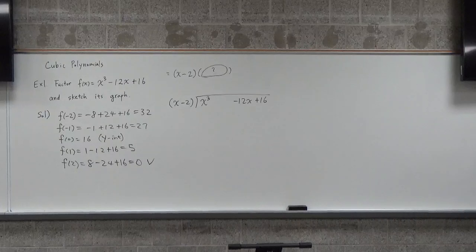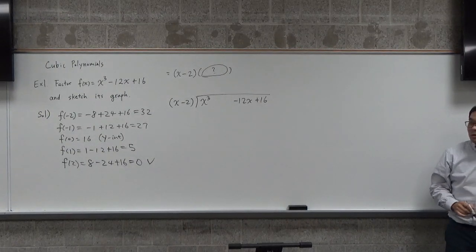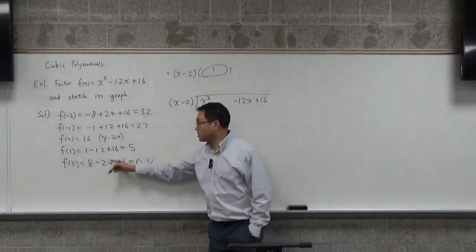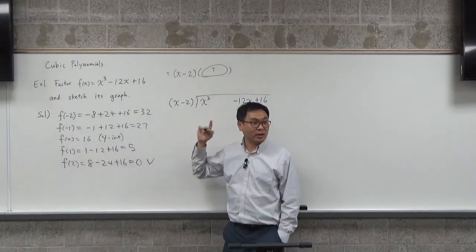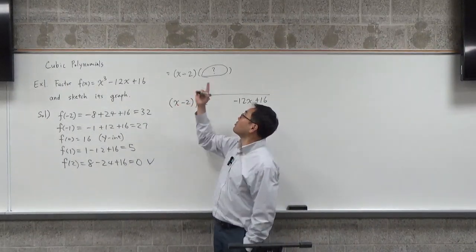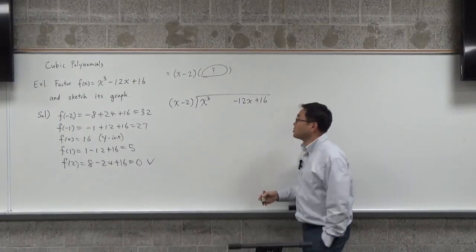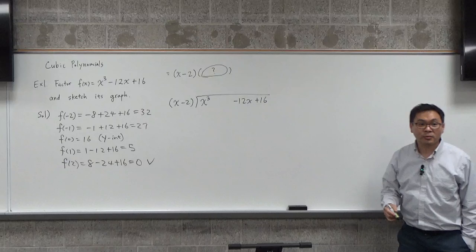So you're not using guess and check? Oh, no, you guess and check first, and then you roll it. You just make guesses and see which one gives you 0. And if you get a 0, then bingo, you have x minus that number as a factor. But then to find the other part, you have to do the long division.